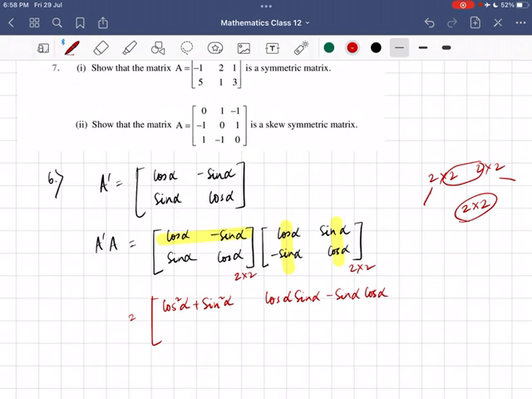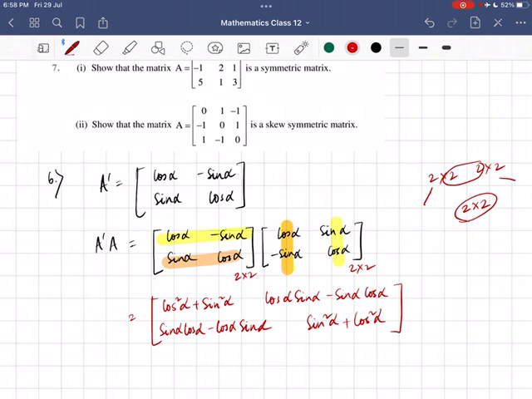Then I will check the second row, minus sin alpha cos alpha, and I will multiply the second row. Now I will multiply the second row with the first column. So what do I get? Sin alpha cos alpha, then minus cos alpha sin alpha. This is what we get. Then second row with the second column. So we have sin square alpha plus cos square alpha. So this is how we multiply.